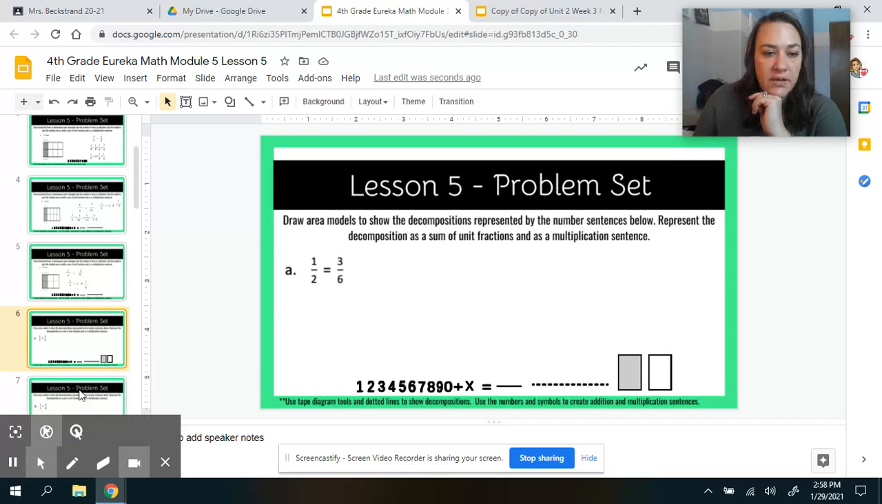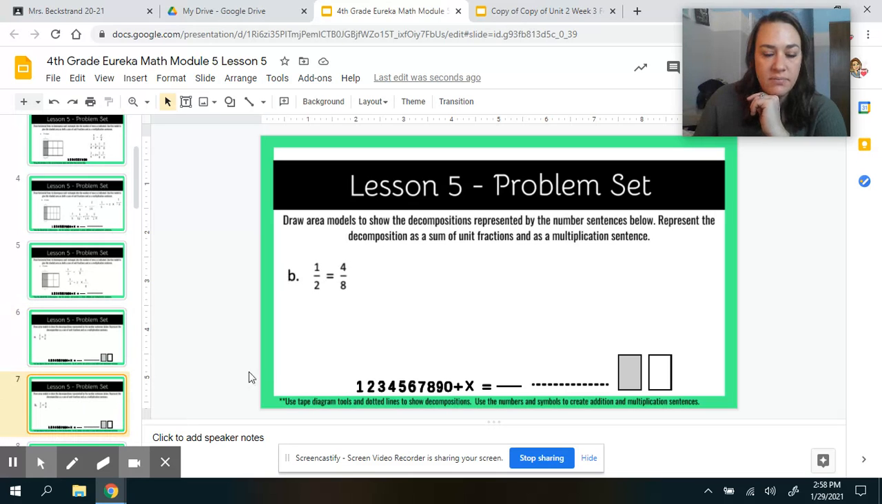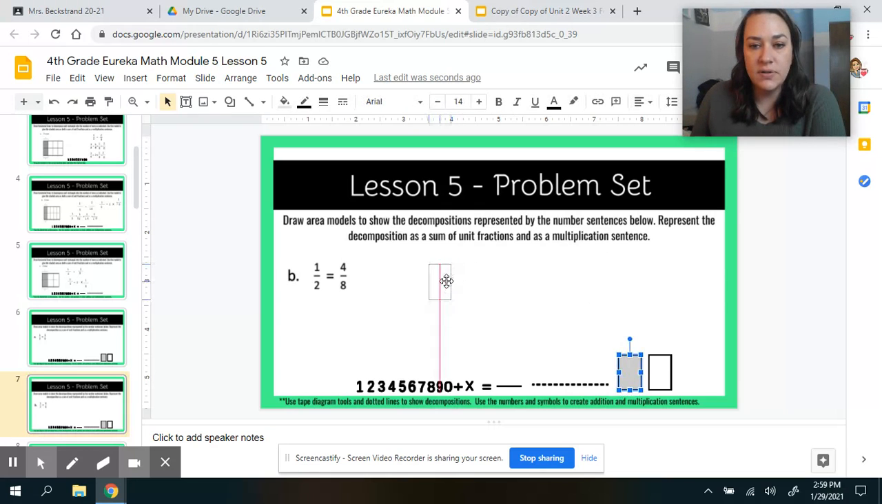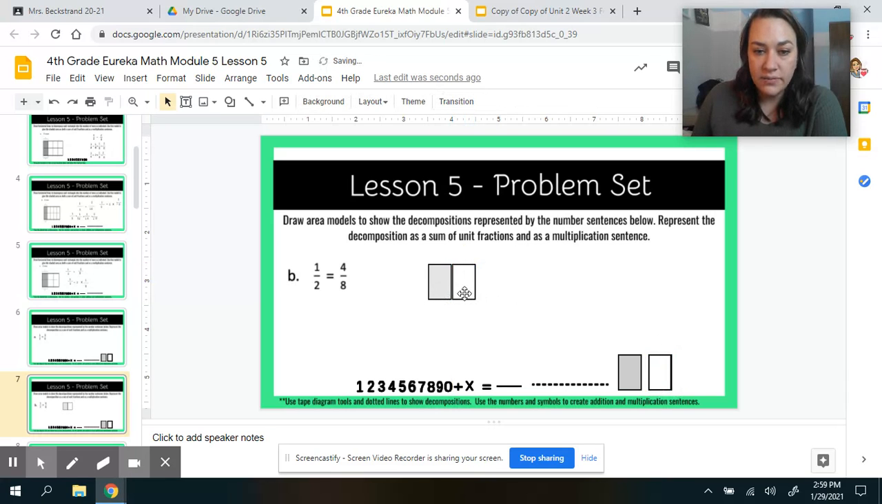We just did 1/2 and 3/6. I'm going to skip that one. All right, so 1/2 is equal to 4/8. This one wants us to draw out the area model to show it. So I know that if I have 1/2 first, I have 2 units total, okay? So there is my 1/2.